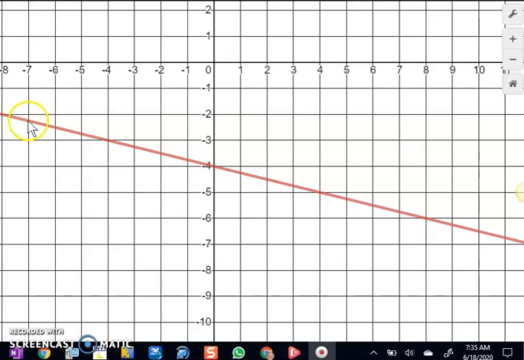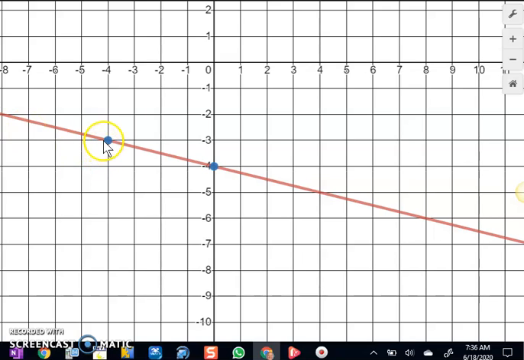So let's look at another example where I have a line that is decreasing, or as I look at the line and read it from left to right, it's going downhill. So we have to find 2 points on the line that are quote unquote nice. And I can find 2 points on this line right here at -4, -3, and at 0, -4.